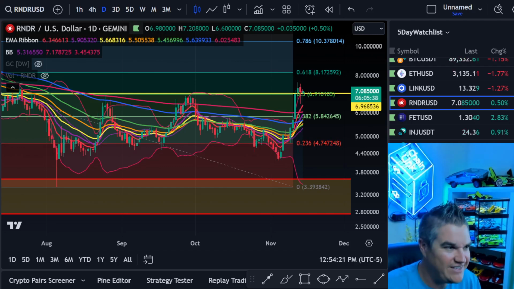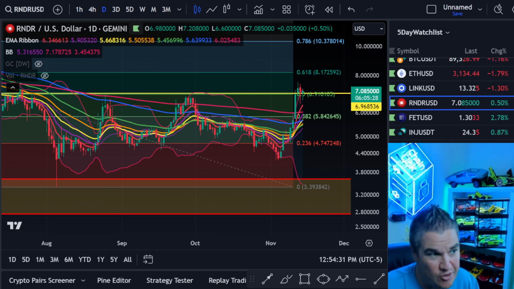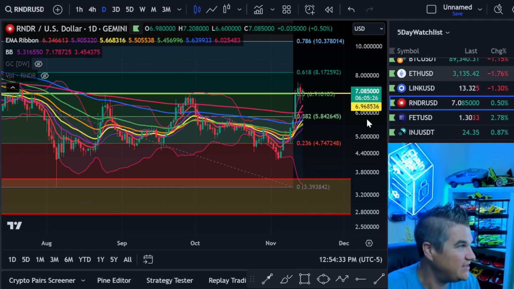Render price update starting on the daily chart. We're going to look at high time frame targets, what we need to be holding as support in the days ahead, and the bullish things that we're seeing in the charts right now for Render. So let's jump right in.